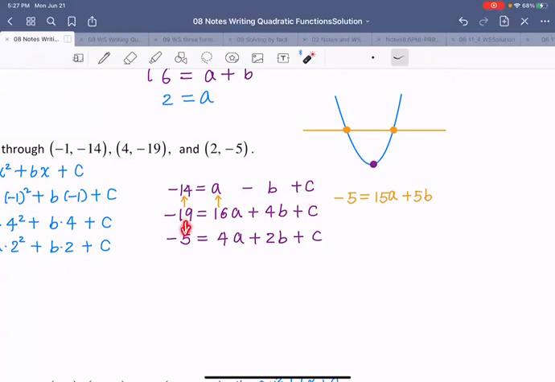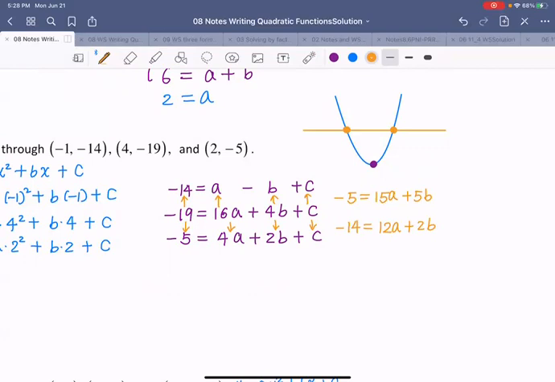Now let's do this direction. Go ahead. Negative 19 minus negative 5, equals? 14. Thank you. Negative, equals 14... equals 12a, good, plus 2b. Very good. Okay.